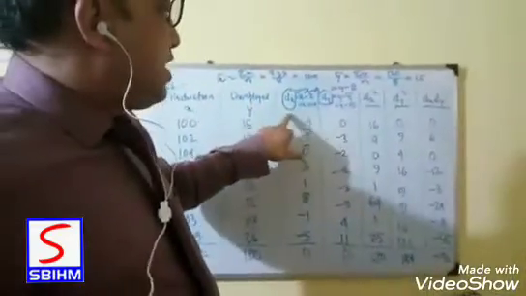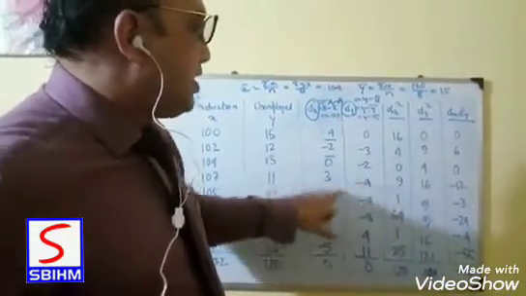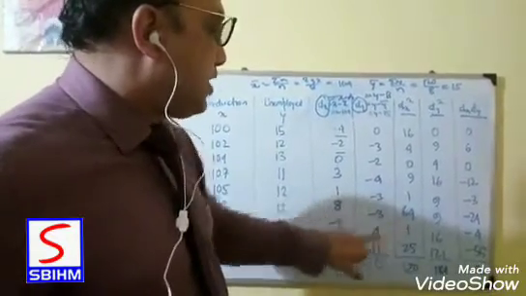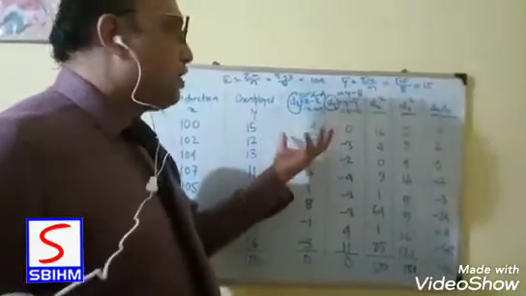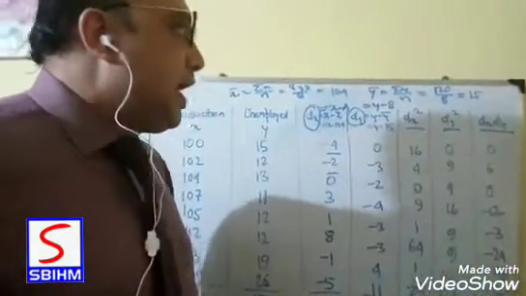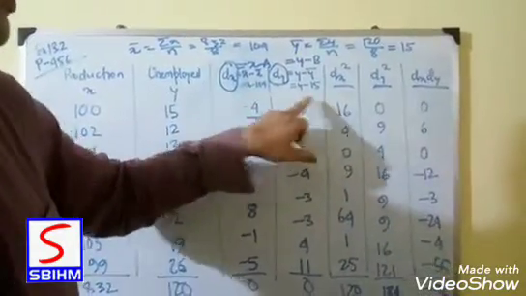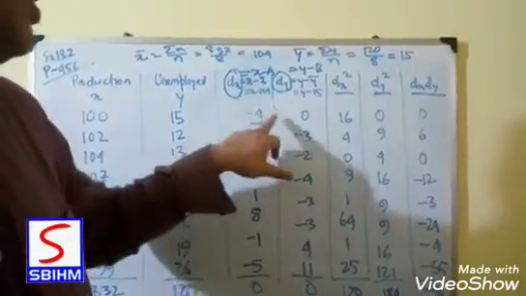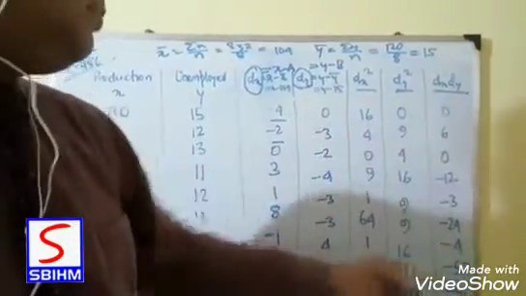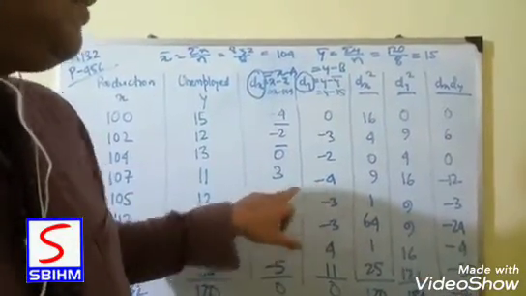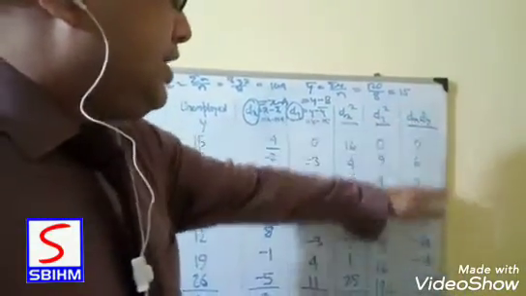Then we calculate dx square: minus 4 square, minus 2 square, 0 square, 3 square, 1 square, 8 square, minus 1 square, minus 5 square. Dx square and dy square are always positive because the square of any negative number is positive. And last we calculate dx dy. Dx dy is the multiplication of this column with this column. Each number is multiplied with the corresponding number. Here the sign becomes very important, because one of the values may be negative and one positive, so the product becomes negative. So we calculate dx dy.